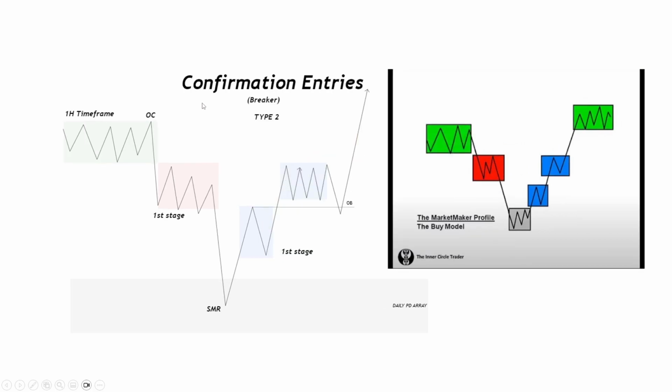Then we have confirmation entries, and this is just really a 2022 model with a breaker or your first or second stage of distribution or accumulation entry. We'll get into some chart examples, so no worries, we'll get into that, but yeah, let's get into the breaker first.